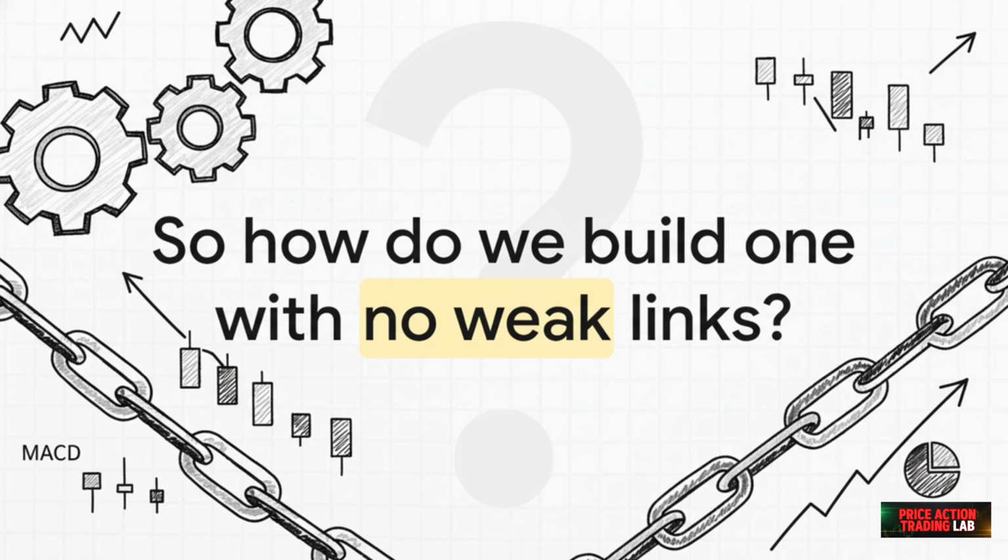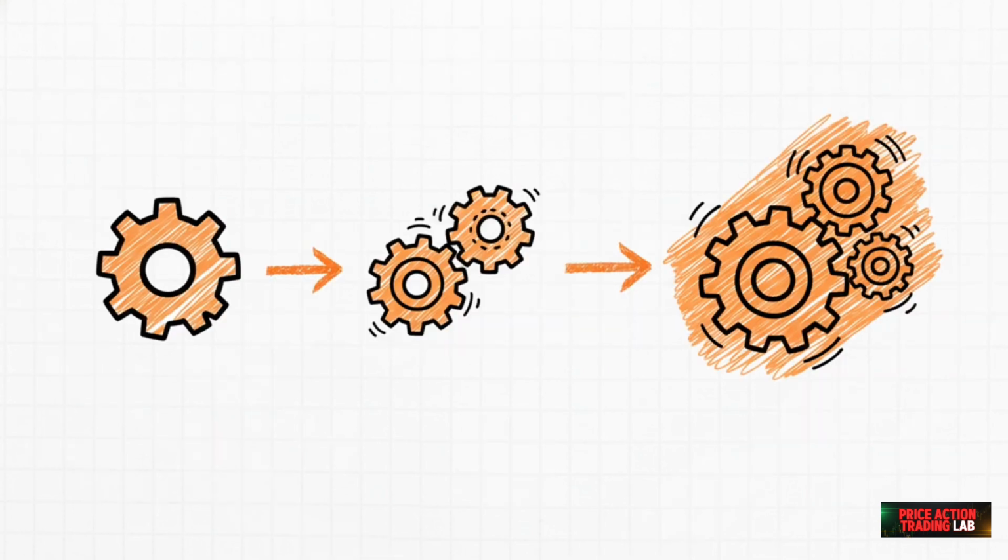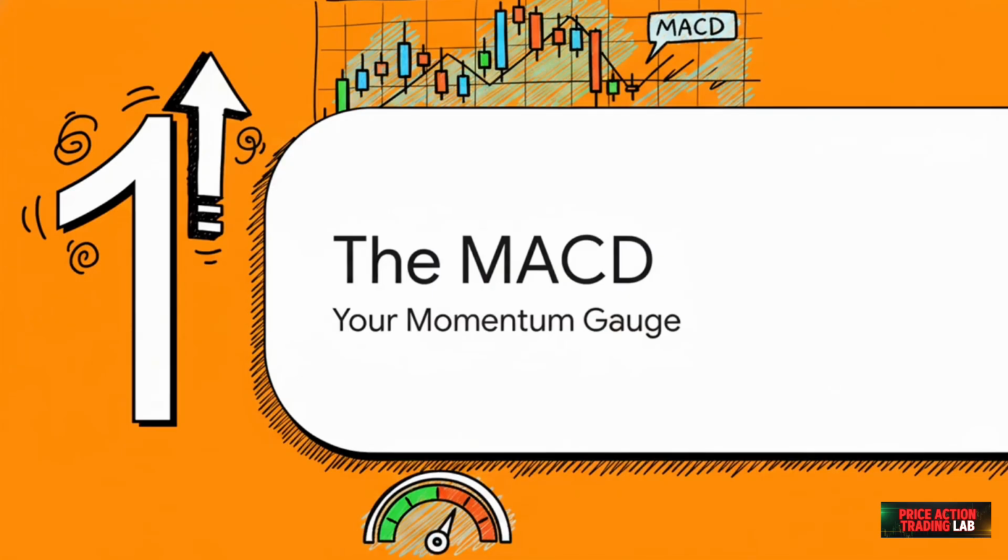How do we put together a system where every part actually supports the others? Something that's robust, something that's reliable? Well, that is exactly what we are going to do right now. Look, we're not just going to throw some crazy, complicated chart at you. No, we're going to start with one single powerful indicator. And then we're going to layer on improvements one by one to patch up its weaknesses and really boost its strengths. So our foundation, the bedrock of this whole thing, is the MACD.